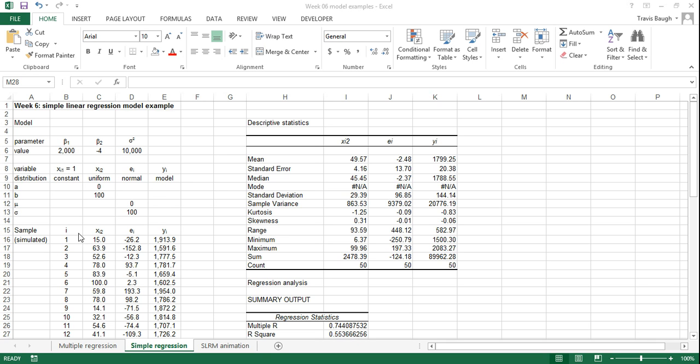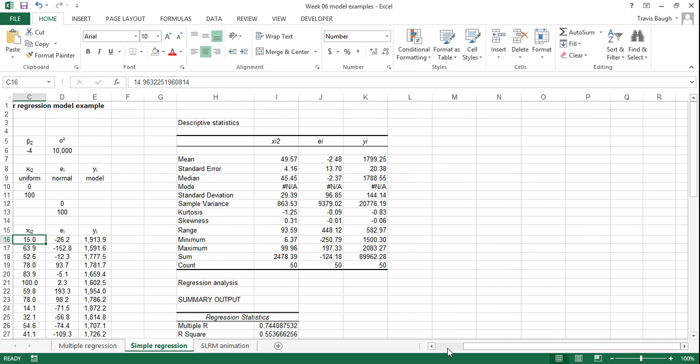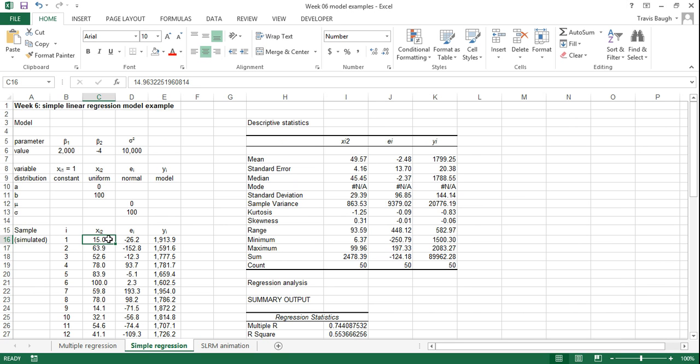What I'm doing down here is generating a sample of 50 data points from this population. To do so, I have selected a series of 50 x values. The exact values there is not particularly important, but I generated them randomly from a uniform distribution, so they're evenly spread between 0 and 100. Then I randomly generated my error terms from a normal distribution with mean of 0 and standard deviation of 100. And then I used the simple regression model and those variables to derive y values.